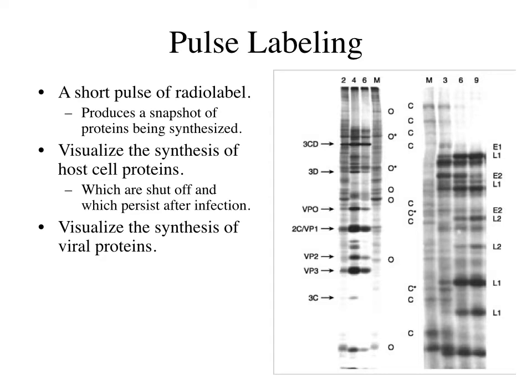Pulse labeling is a technique in which radioisotopes are used to measure the rates of synthesis of molecules within living cells. A suspension of cells or organelles is exposed to a small quantity of an isotope for a brief period, just seconds or possibly minutes, hence the term pulse. The medium containing the isotope is then removed.